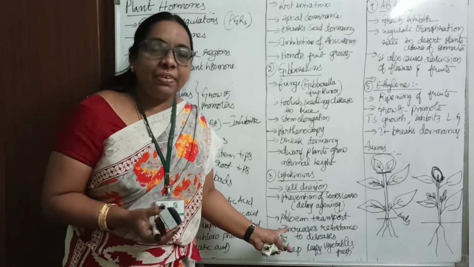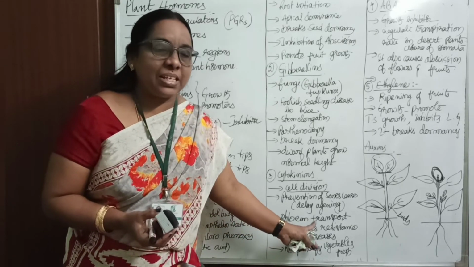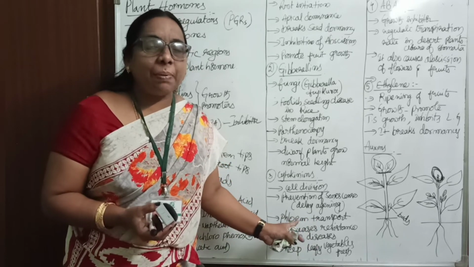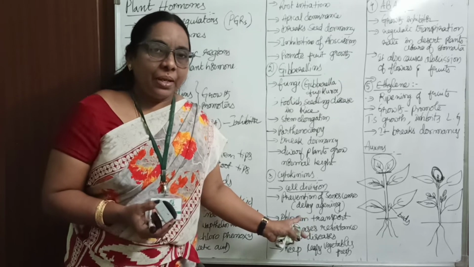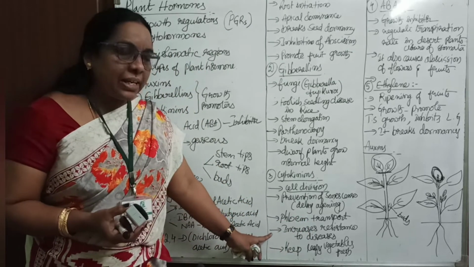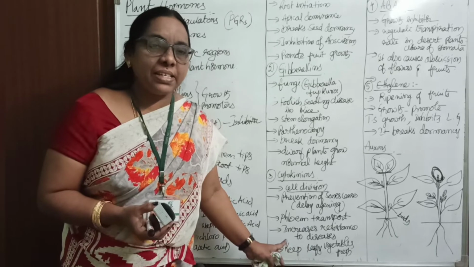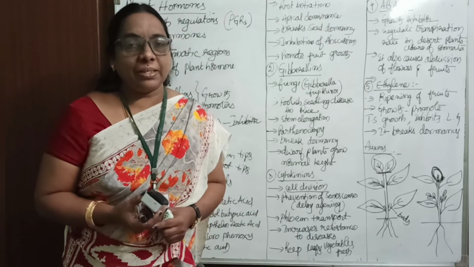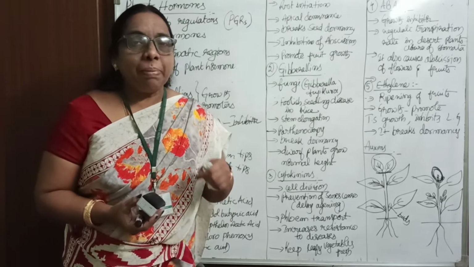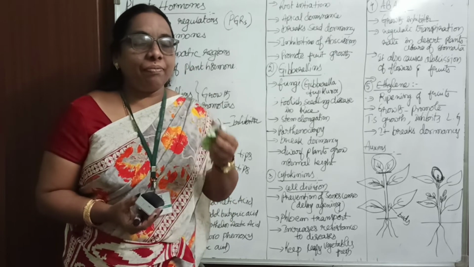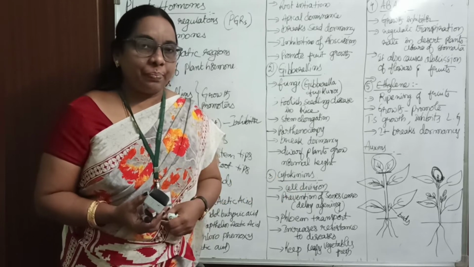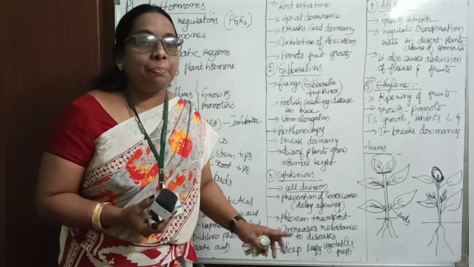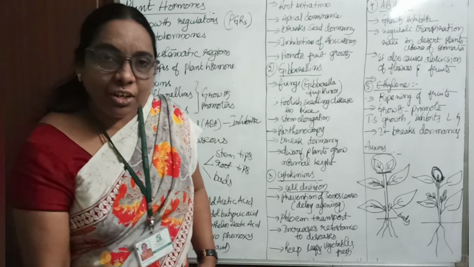And the next one, we can say that it helps in phloem transport. What is the meaning of phloem transport? It means it helps in supplying food. And next, it increases disease resistance. It increases the resistance to diseases in the plant. When there are cytokinins, plants will not be attacked or affected by diseases. And not only that, cytokinins help to keep vegetables fresh for a longer time.